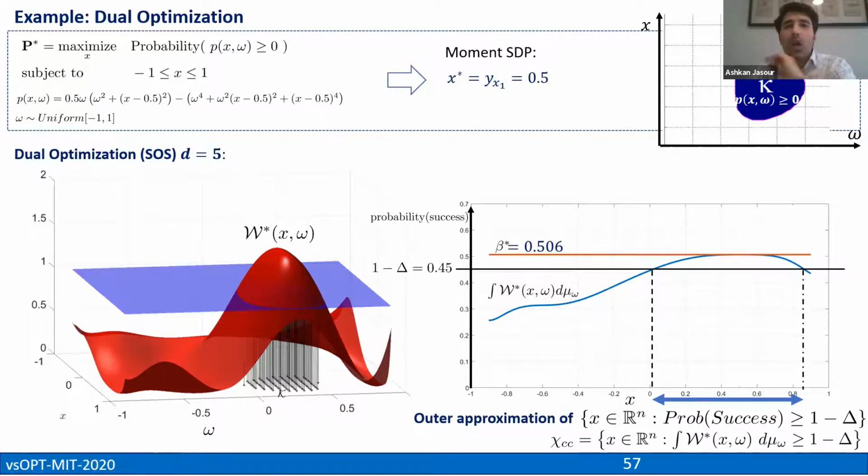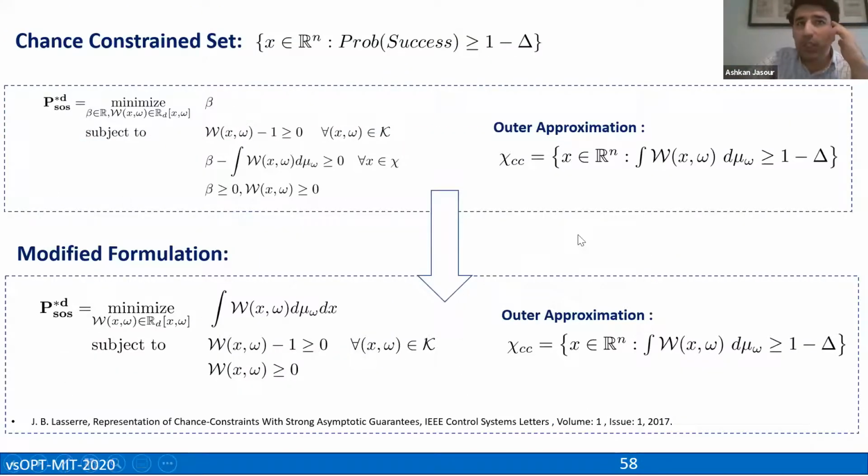And now, before I provide more details, I'm going to modify our SOS optimization. Now that we know in the SOS optimization we need to look for some indicator function, I can improve the results by directly minimizing the integral of the polynomial W. So for this, I drop this beta and I move this integral to the objective function.